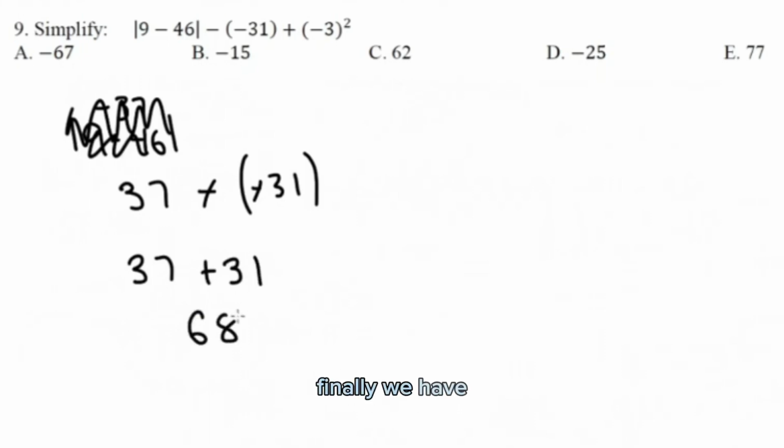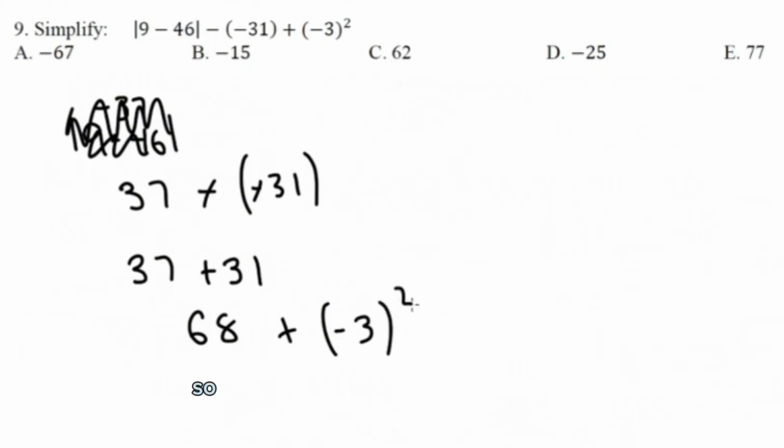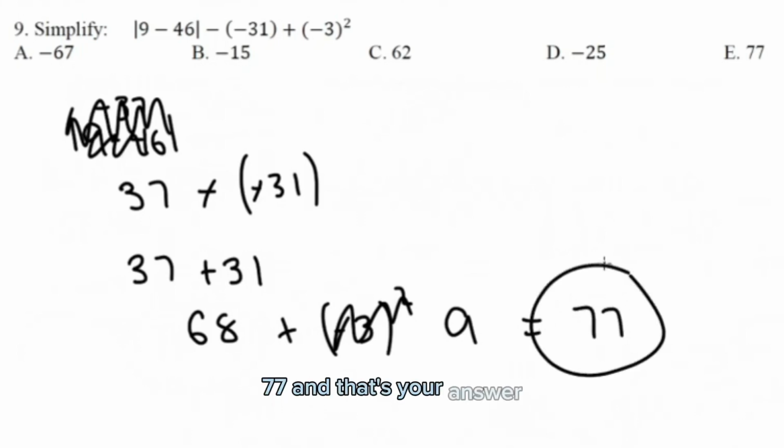Finally, we have plus the negative 3 squared. So when you square a negative number, that's basically just multiplying a negative number times a negative number. When you multiply two negative numbers, the result is always positive. So negative 3 squared would just be 9. So this becomes 68 plus 9. 68 plus 9 is 77, and that's your answer.